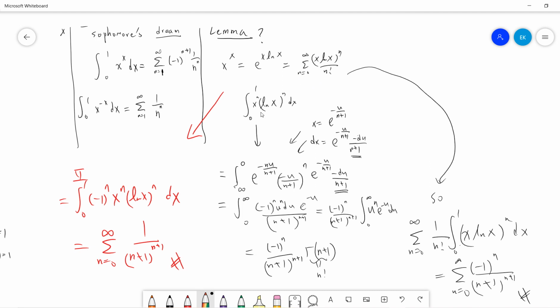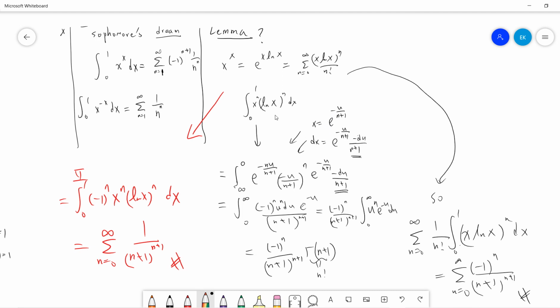Now the problem is that you only need to compute the integral from 0 to 1 of x^n log^n x dx. Once you compute this, you can exchange the sum and the integral and then you get the answer. The difficult thing is that we need to compute this stupid integral. The idea is the change of variable x equals exponential of minus u divided by n plus 1. So dx is this, by the chain rule, minus du divided by n plus 1.